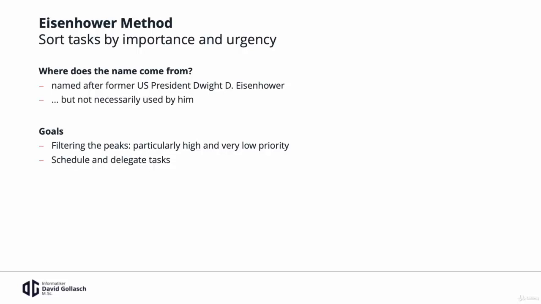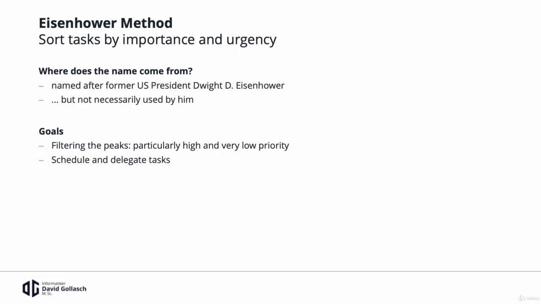The goal is to filter your peak tasks, so the very, very most important and relevant tasks that you have to really focus and concentrate on. And on the other side, those tasks that are the opposite: really unimportant, really not very urgent. Those tasks, you can feel free to eliminate them entirely.